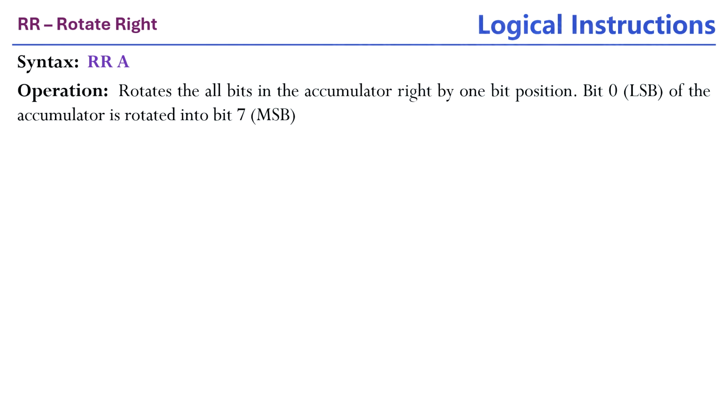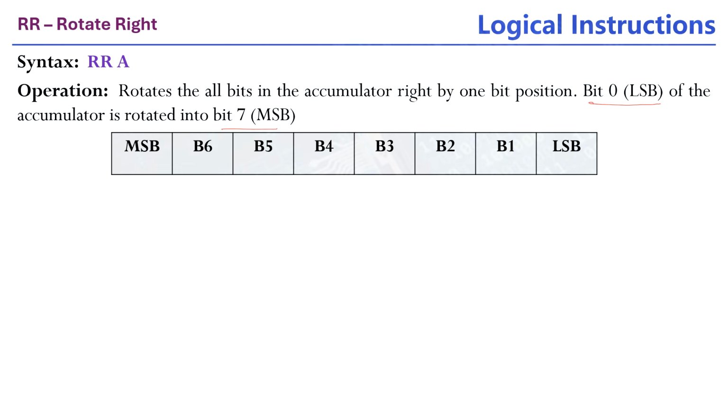This instruction rotates all bits in the accumulator right by 1 bit position. The LSB, bit 0, of the accumulator is rotated into the MSB. You can see the pictorial representation here of how the rotate instruction works. The rotate right instruction always moves MSBs towards LSBs.